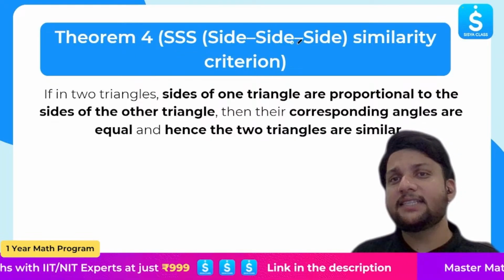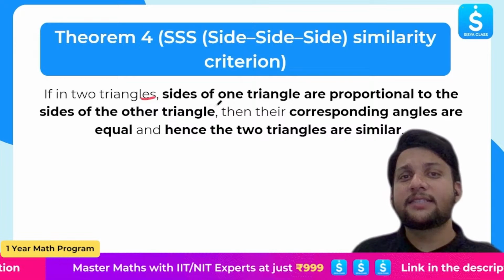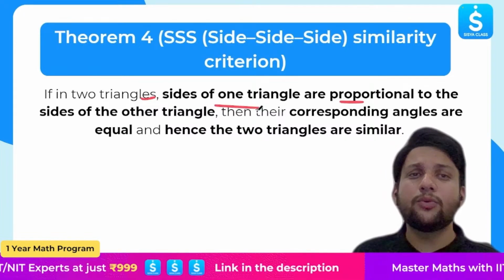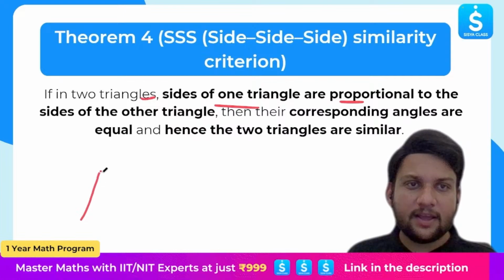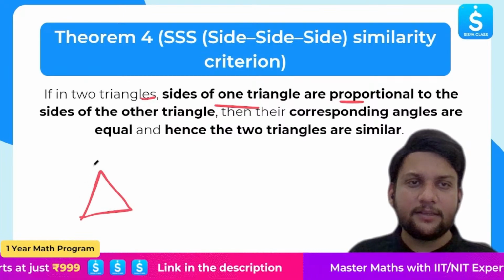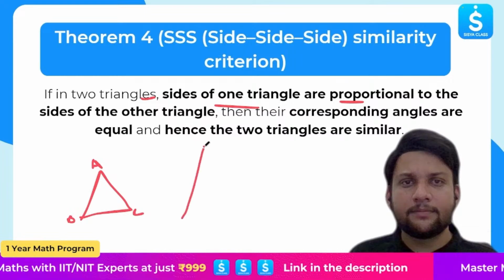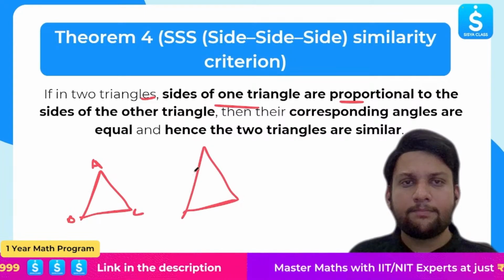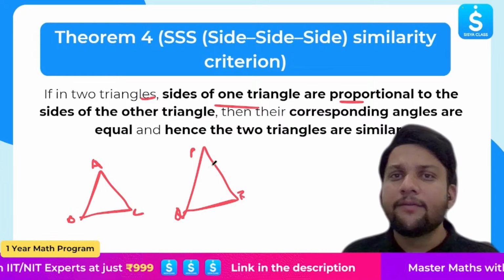Clear? Great. Awesome. Next, let's move to another theorem, known as the SSS theorem, or we can say the side similarity criterion. What does it say? If in two triangles, the sides of one triangle are proportional to the sides of another triangle. Suppose I have a triangle, let's say ABC, and let me take another triangle PQR.